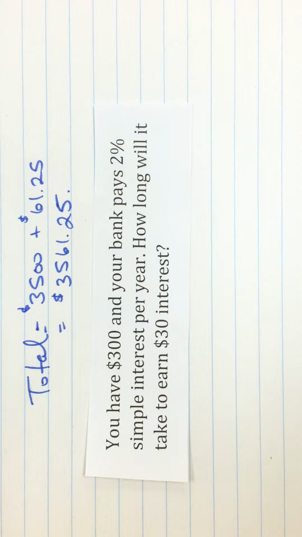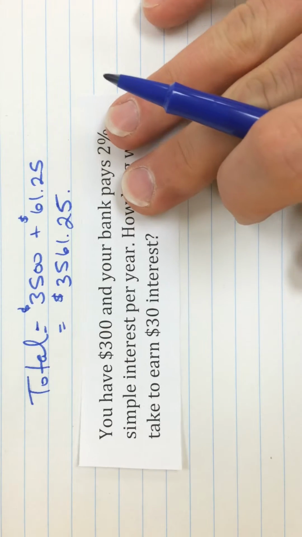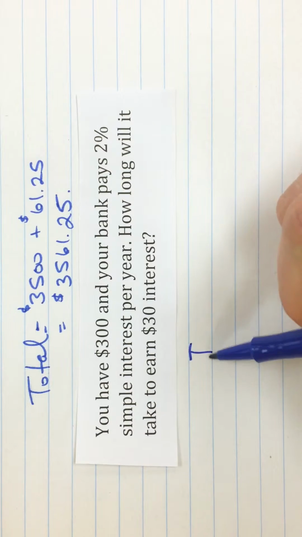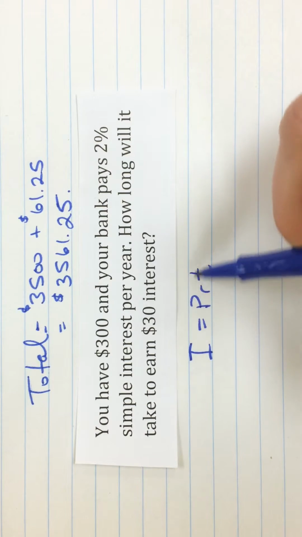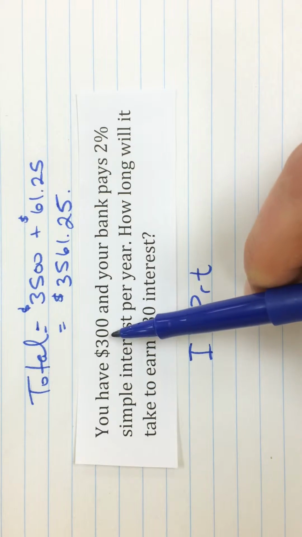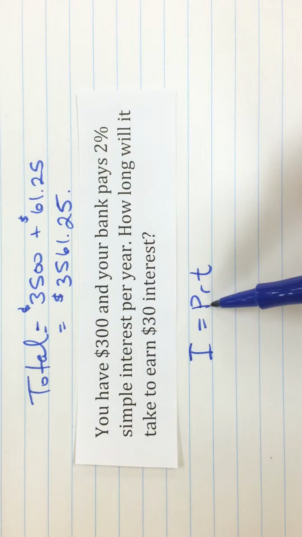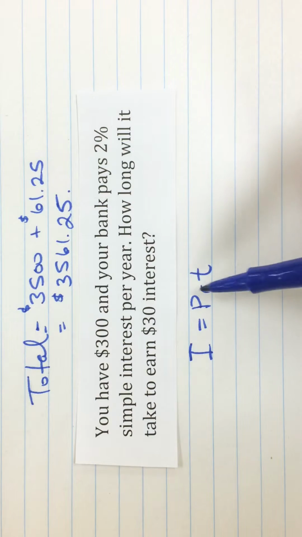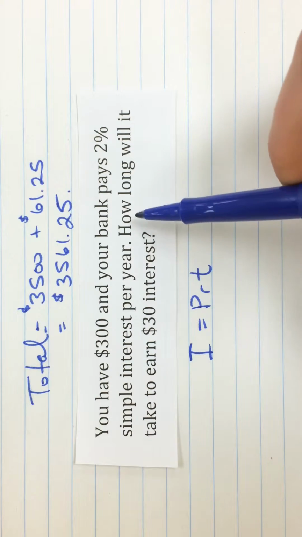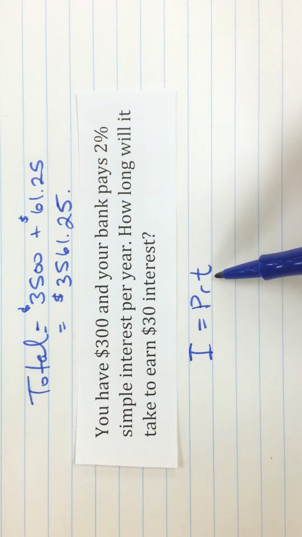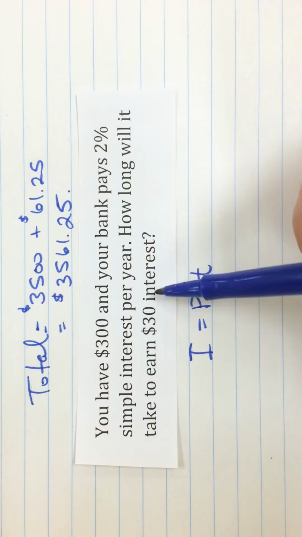Suppose I have $300 and my bank pays 2% simple interest per year. How long will it take me to earn $30 in interest? So let's look at our formula again. I equals P times R times T. I know P is $300. I know R is 2%. I want to find T. How long? That's time. How long will it take to earn $30 interest? That's T.